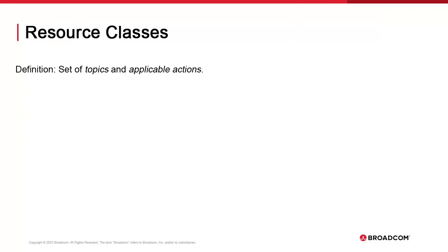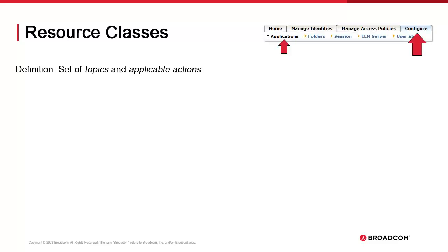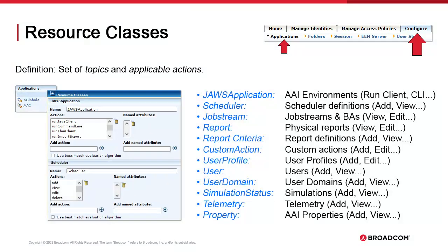It grants or denies access to specific AAI feature sets. The JAWSCreate.xml script loads objects called resource classes, which you can see in the Configure tab under the Applications menu. In the AAI application folder on the left, there are 12 resource classes and they should not be changed. Resource classes target specific topics like user interfaces, job streams, or schedulers. They contain a list of possible actions that users can perform against these topics.